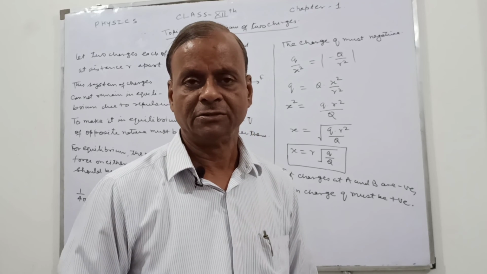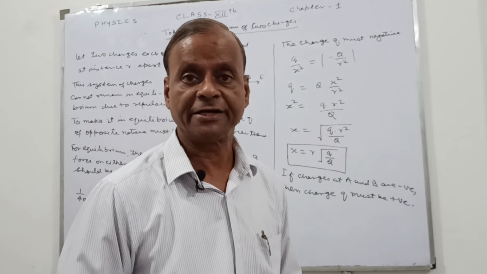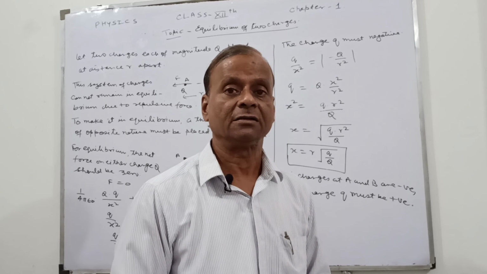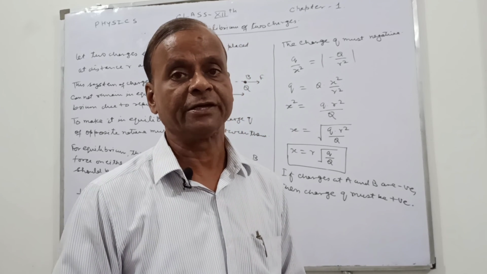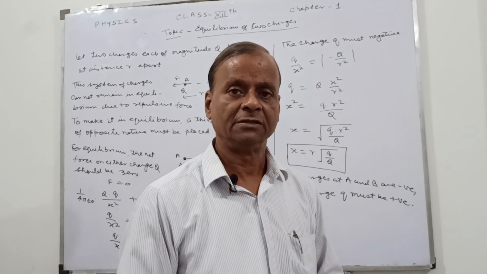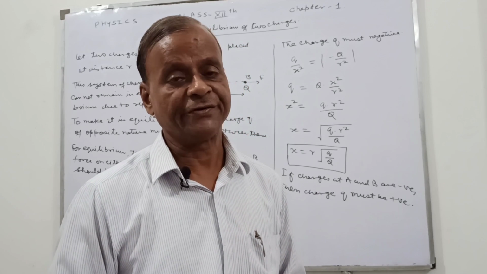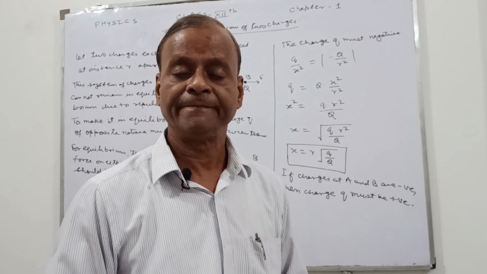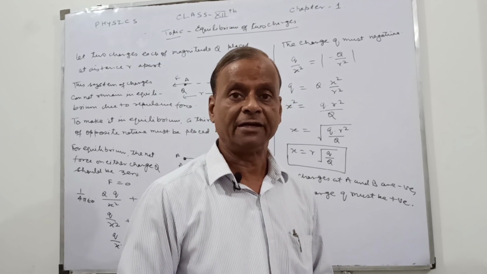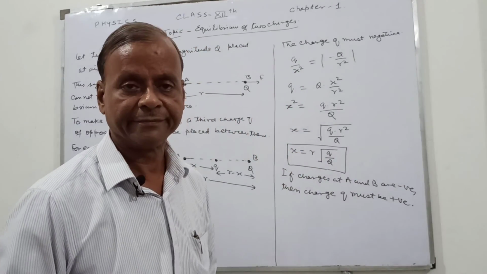Similarly, HCl, hydrogen chloride: hydrogen is positive and chloride is negative, so they make a stable system. So when the charges are equal and opposite, they always make a stable system. But when the charges are of similar nature, the system is not stable because of the repulsion force. So definitely a third charge must be placed between them, and this charge must be of the opposite nature to the given charges. And for finding the distance, you can use this formula from here.